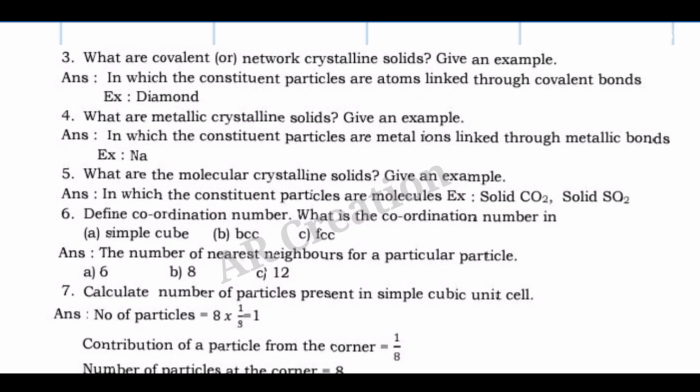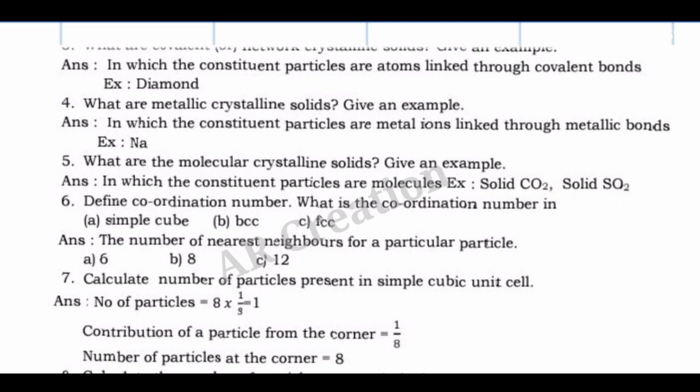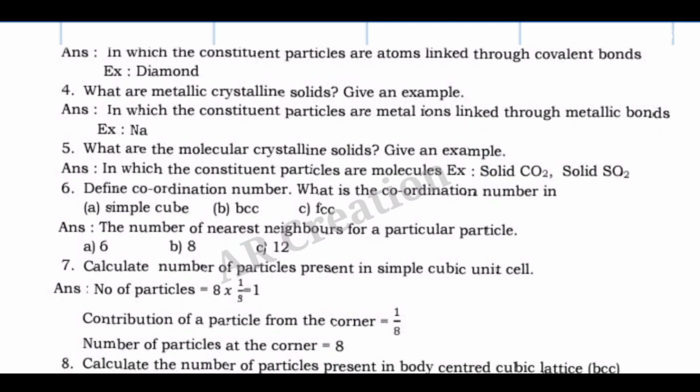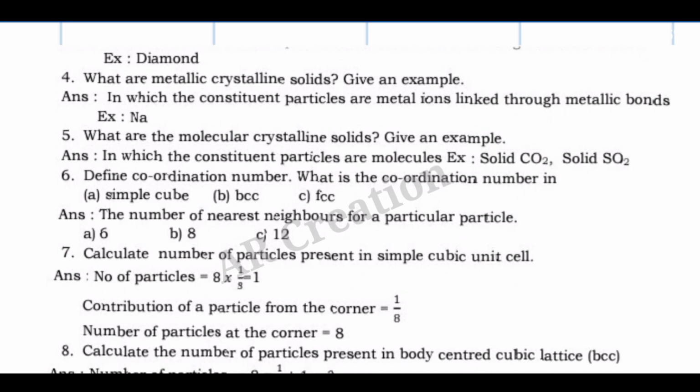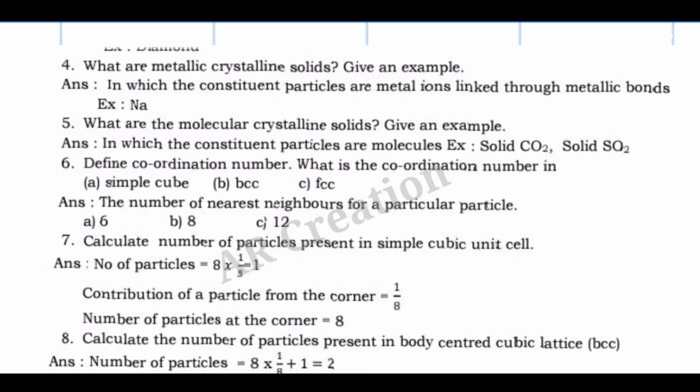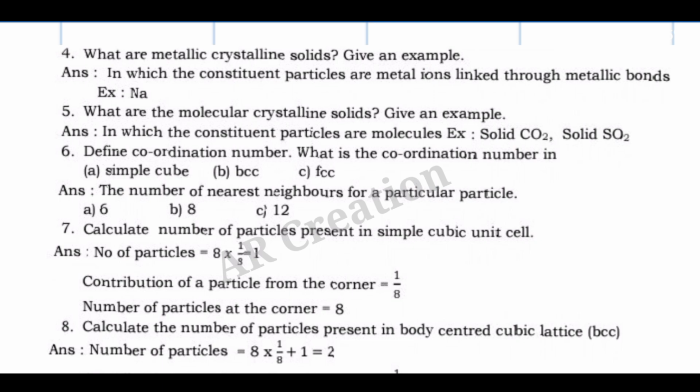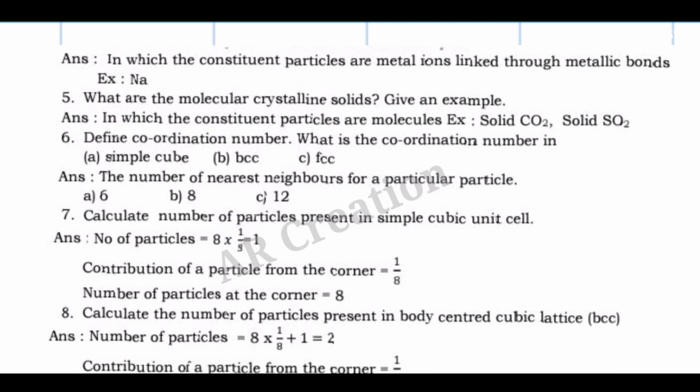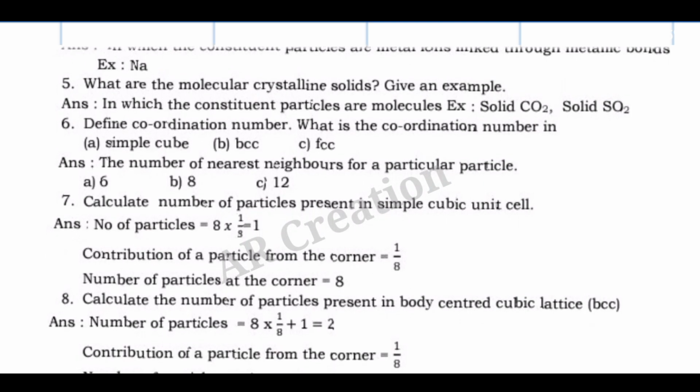Next question. Define coordination number. What is the coordination number in A, simple cube, B, BCC, C, FCC? Answer: The number of nearest neighbors for a particular particle. A, 6; B, 8; C, 12.